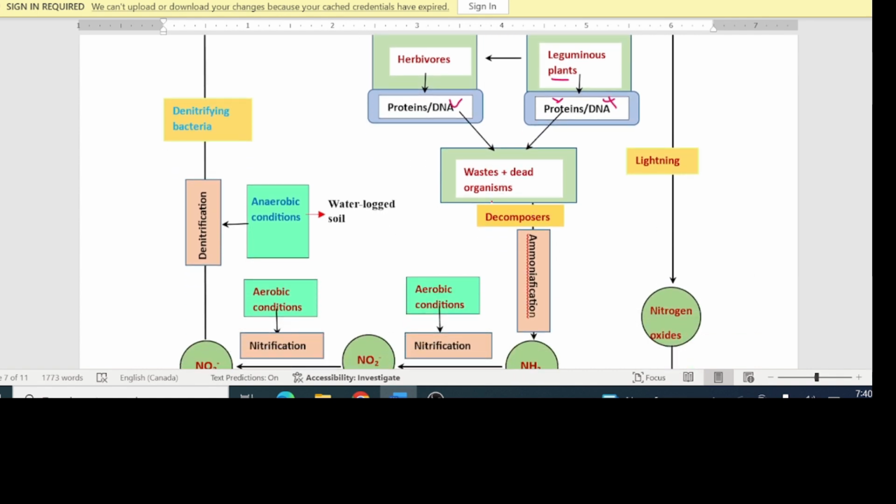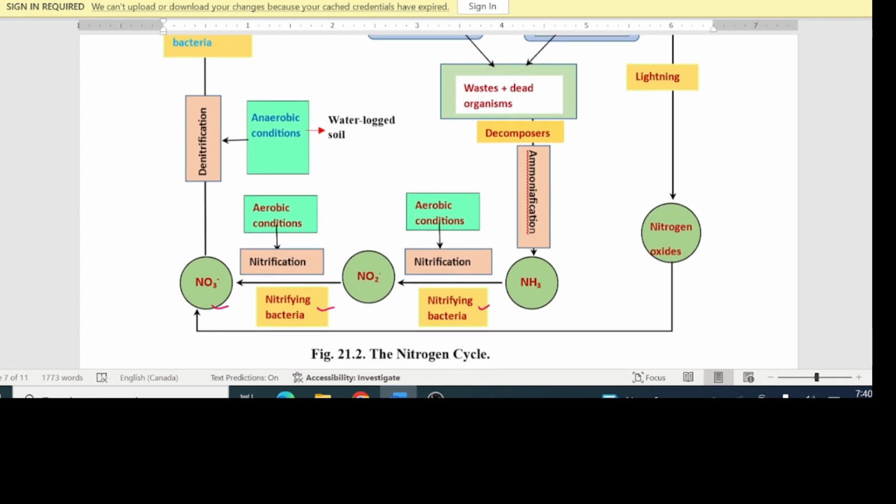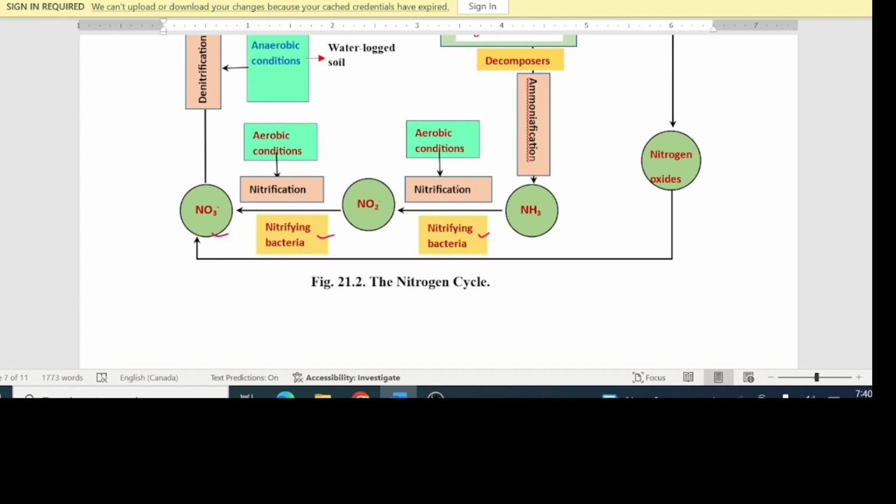Decomposers will change these parts of the dead animals and the waste through a process called ammonification into ammonia. And finally, the ammonia, through a series of aerobic bacteria in a process called nitrification, will be changed into nitrate ions.